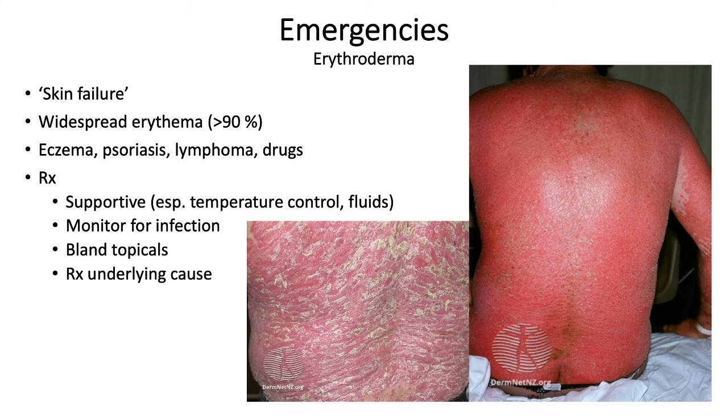Erythroderma. This is also known as skin failure, and it's widespread erythema due to inflammatory disease when 90% or more of the skin is involved. It can be caused by eczema, psoriasis, lymphoma, or drug eruptions. And you normally get scaling, which you can see in the left-hand image, about 2 to 6 days after onset. Consequences are dehydration, infections, and heat loss.